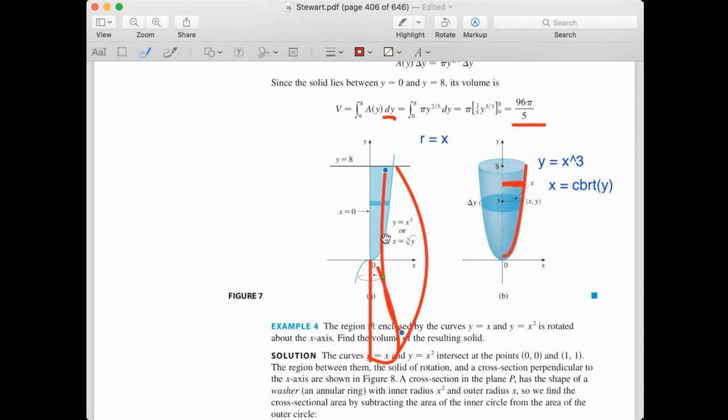So now again, we need to figure out our r. So we set up our integration. Well, we want to cut along the x-axis, right? We want to cut along the x-axis. We need the lower limit and upper limit of x. Let's find this point.